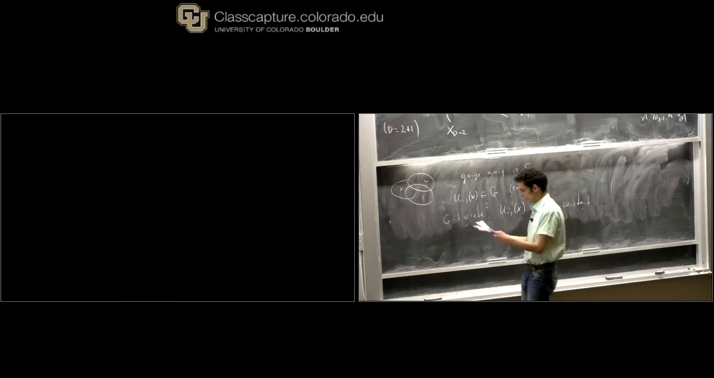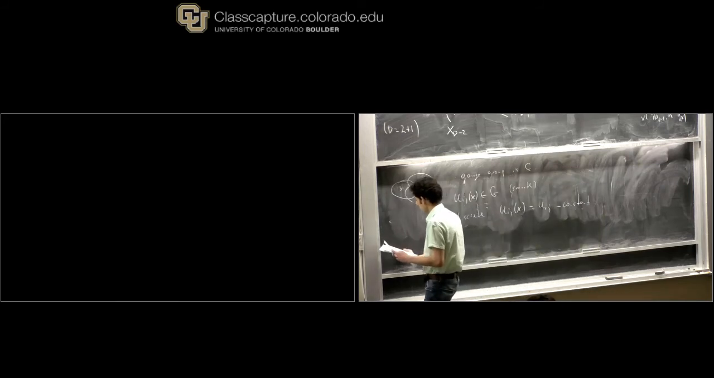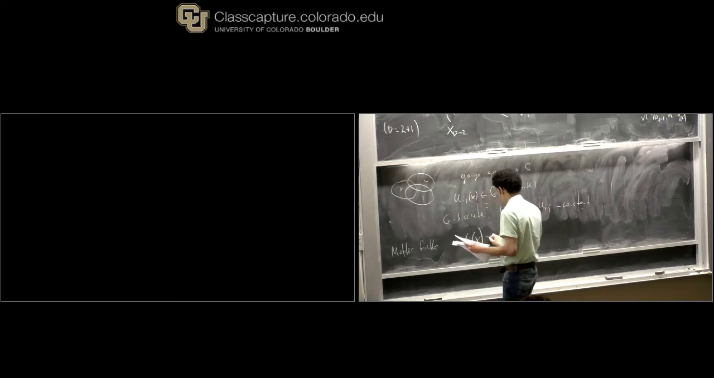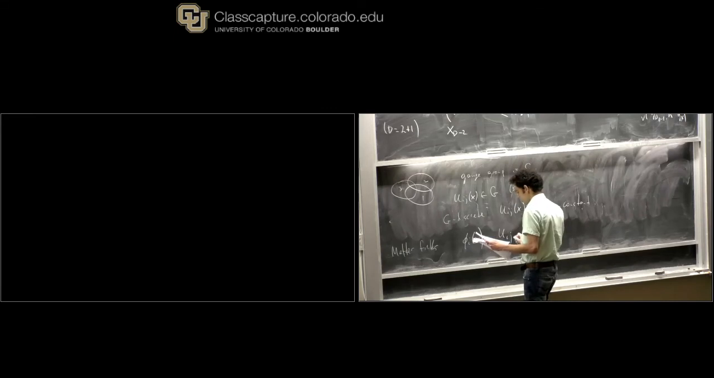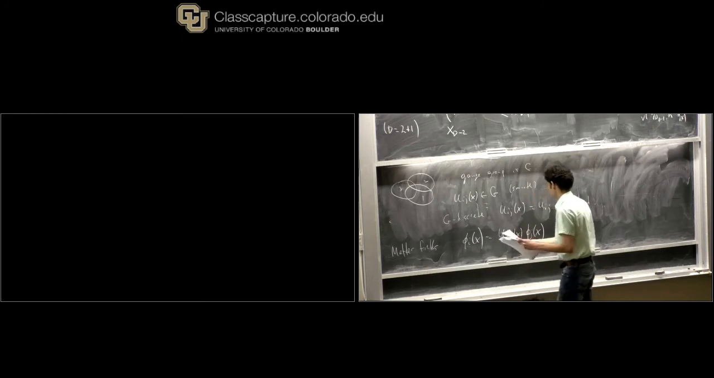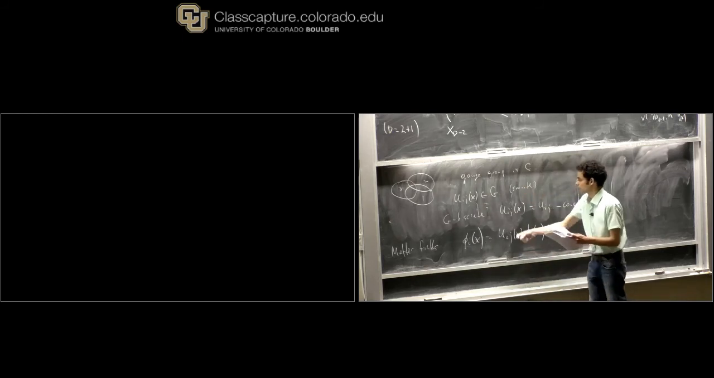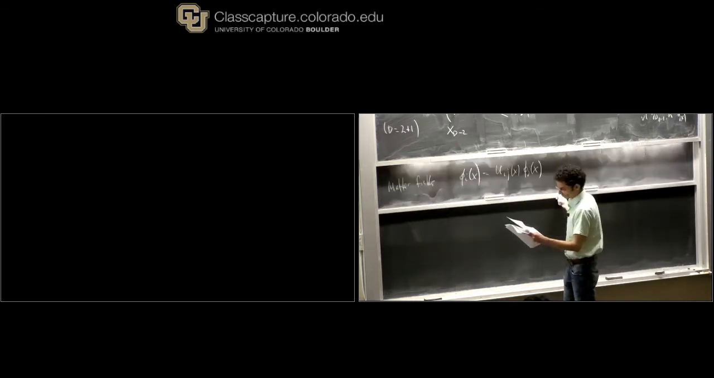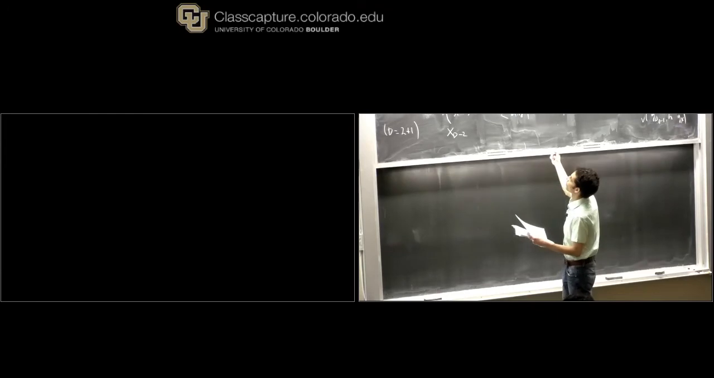Okay, if we have some matter fields which are charged under G, then the matter fields are defined on each patch, and as you go from one patch to the other, you need this transition function. So these are known as transition functions.